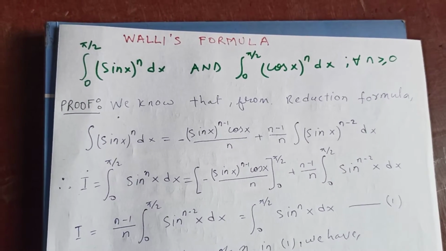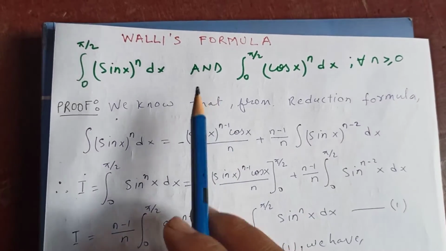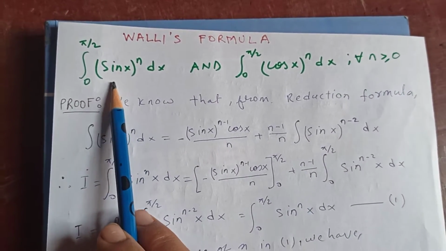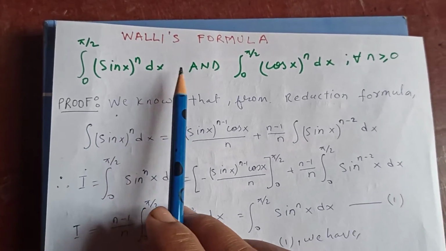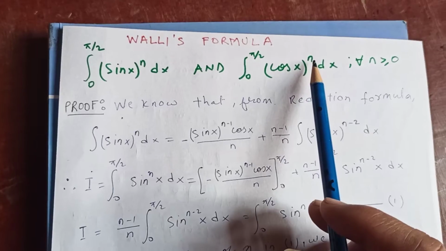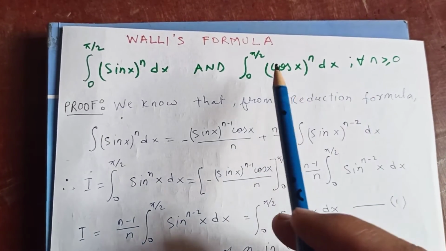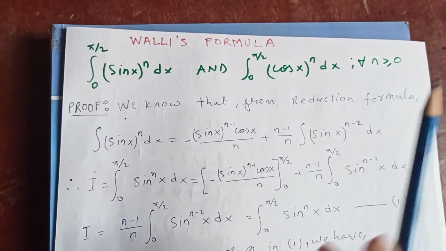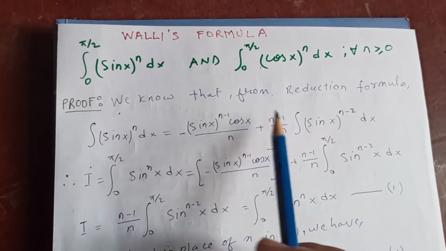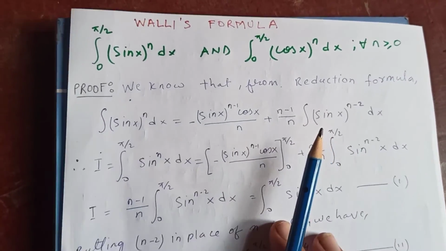Let's try to prove Wallis's formula. We need the integral from 0 to pi/2 of sin^n x dx and the integral from 0 to pi/2 of cos^n x dx. Actually, these two are the same thing, where n is greater than or equal to 0. Now we have to recall the reduction formula that I have already done.